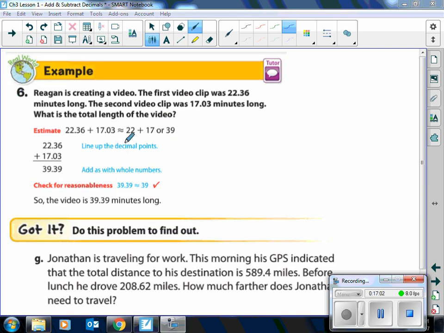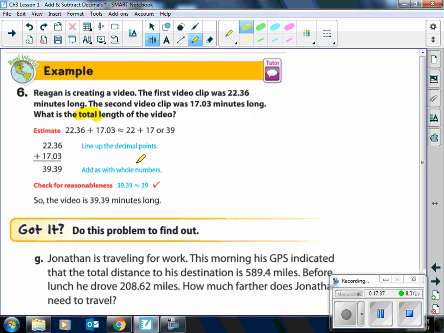So for example 6, this one you don't have to write down. It says Reagan is creating a video. The first video clip was 22.36 minutes long. The second video clip was 17.03 minutes long. What is the total length of the video? What word tells me the operation here? Total. Very good. And of course, total tells me that we're going to add. Very good. So we add 22.36 plus 17.03.